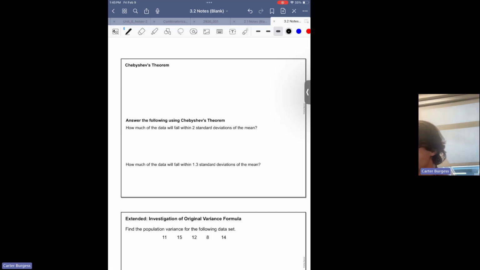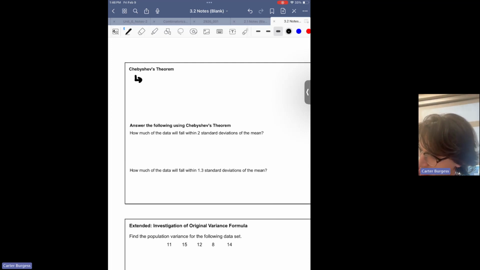Chebyshev's theorem is going to attempt to quantify that relationship between getting further away from the mean and the amount of data that we will see accounted for as we move away from the mean. So this is going to be what fraction or what percentage of our data will we find within our distribution as we move further and further away from the center.